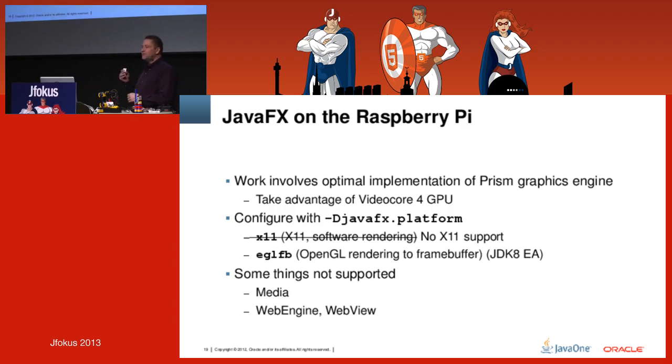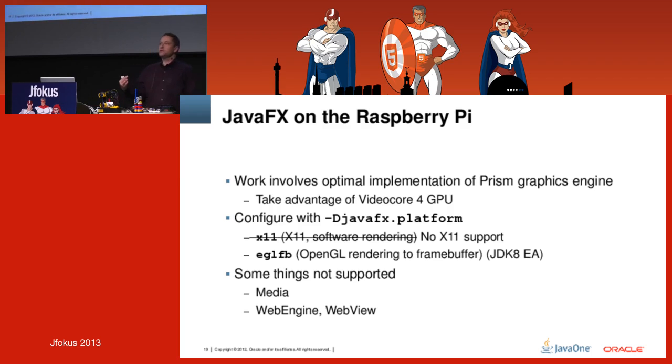In terms of getting JavaFX running on the Raspberry Pi, what you have to do is specify a command line argument, -Djavafx.platform. In the earlier builds of JavaFX, we supported X11. So you could have the desktop running on your Raspberry Pi, and then you could run JavaFX as an application on the desktop, and it would render onto the desktop.